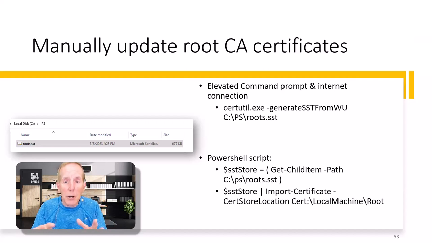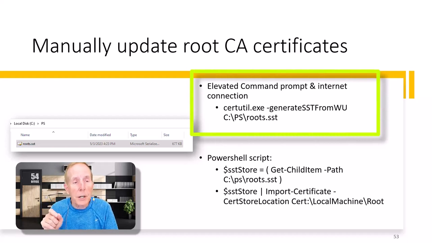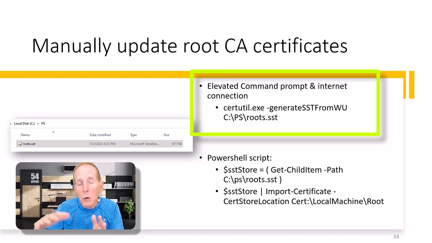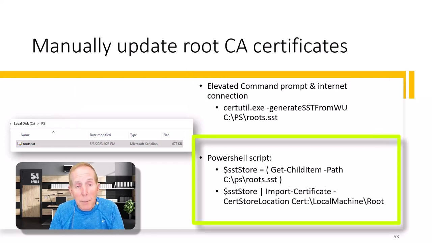And I'm going to show you how. We're going to use an elevated command prompt, and we're actually going to use certutil.exe. We're going to use the dash generateSSTFromWU, and we're going to go to Windows Update and download a file called roots.sst. And I'm going to put it in a path in a folder called PS. I just created that. I'm just going to pop that SST file in that directory. Then I'm going to go to PowerShell, and I'm going to run two PowerShell scripts. It's going to take that roots.sst file and update my trusted certificate authority store.